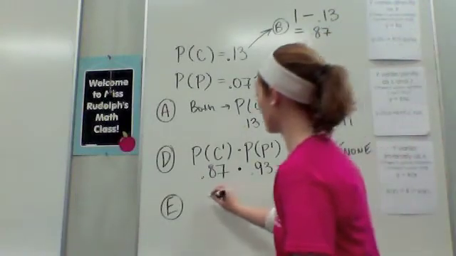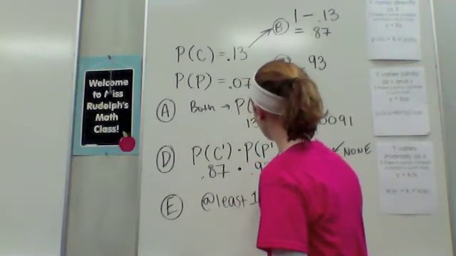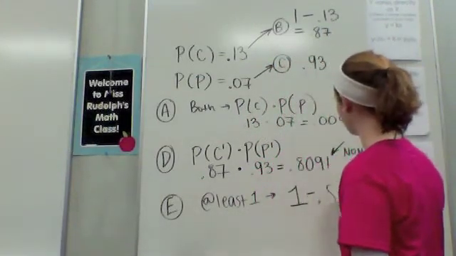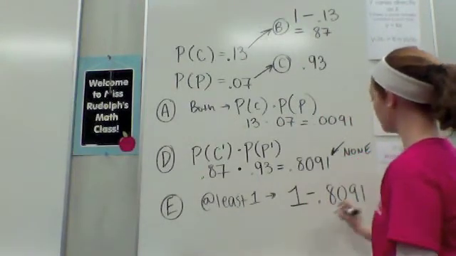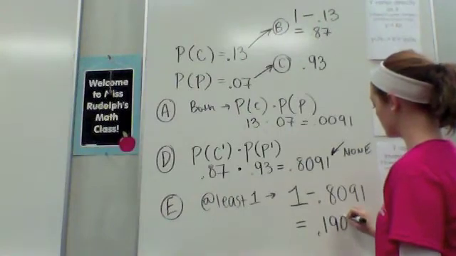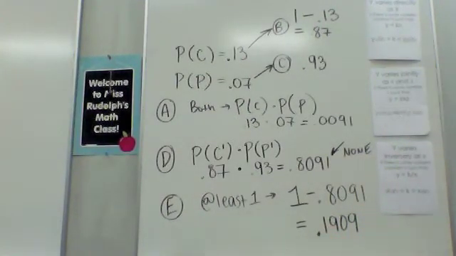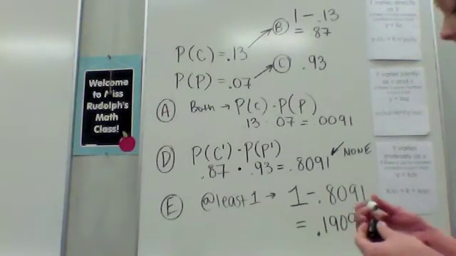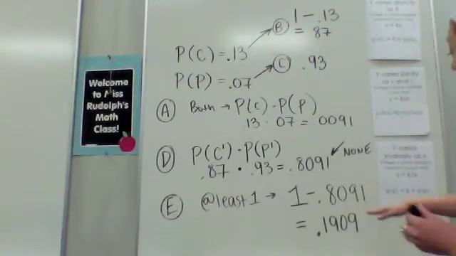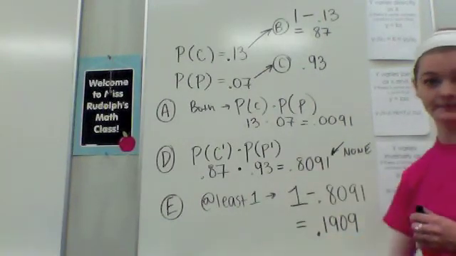So if we're solving for at least one, we take 1 minus the probability of none, 0.8091, and we get 0.1909. Again, this is using our rule of subtraction and recognizing the fact that at least one is the official complement of none. That's why I can subtract it and give the opposite. Okay?